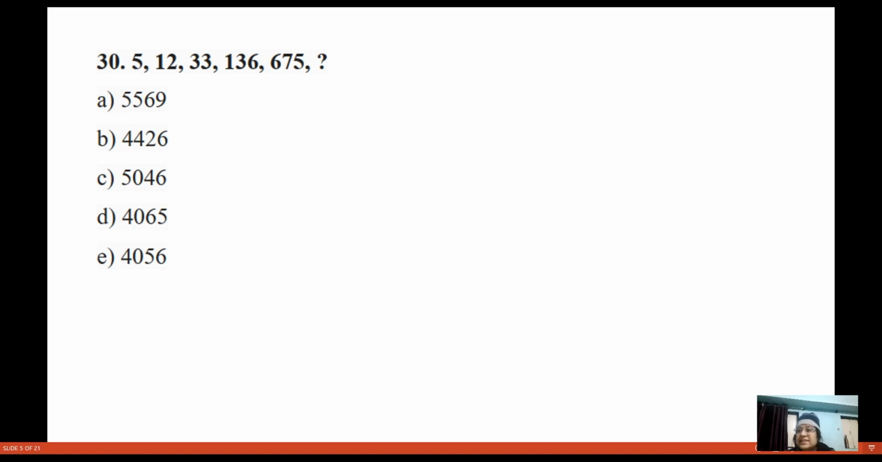Let's move on. See, in series there is no rule, we only have to apply our logic. So here we are basically trying to build logic only. Now see, we have this 5, 12, 33, 136 and 675. You obviously see that something is getting multiplied here. So 5 into 2 is 10 and 10 plus 2 is 12.